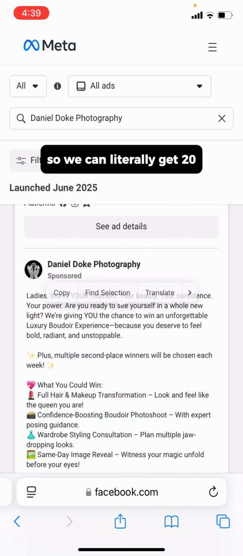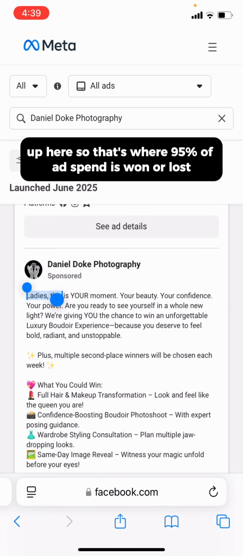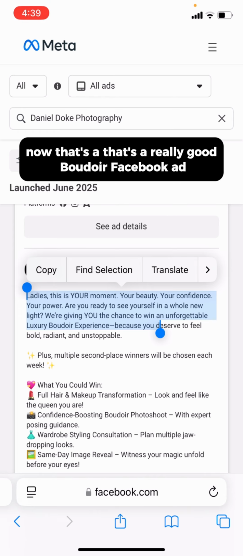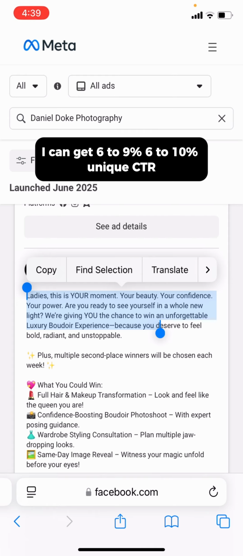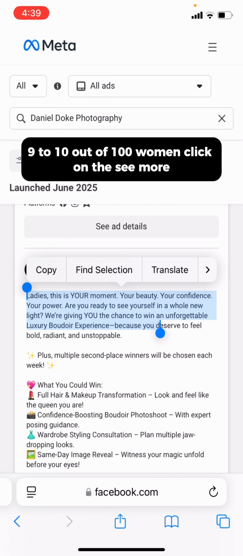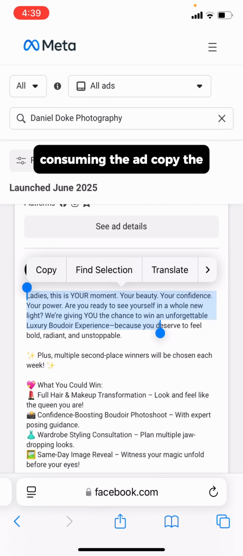So we can literally get 20x more people exposed to what we got up here. This is where 95% of ad spend is won or lost. Now that's a really good Boudoir Facebook ad. I can get 6 to 9%, 6 to 10% unique CTR, all clicking to see more. So up to 9 to 10 out of 100 women clicking to see more, consuming the ad copy.